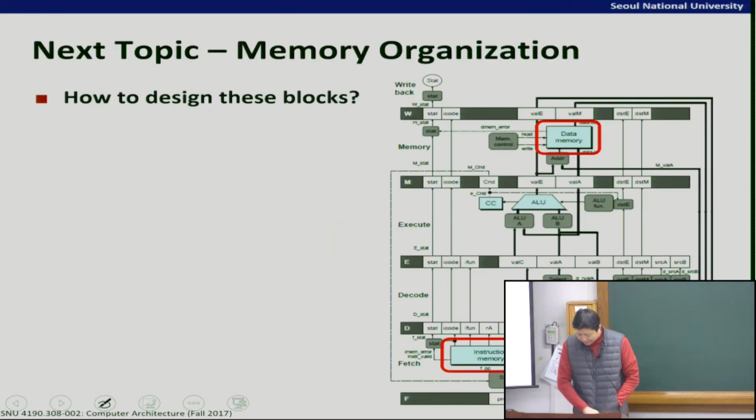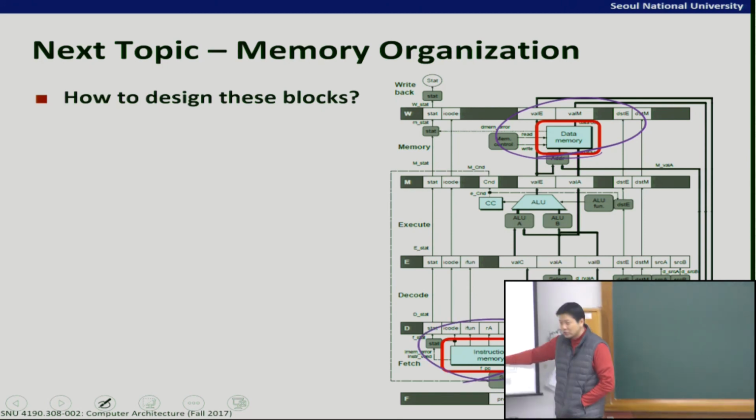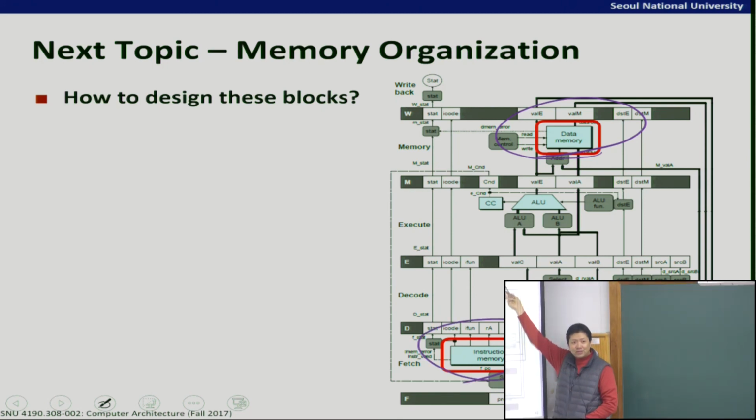So next time, we're going to look at how we can design these blocks: data memory and instruction memory, in the fetch stage of the pipeline and in the memory stage of the pipeline. We actually have two memory blocks, right? These are caches. So we're going to discuss how we can design these two memory blocks in greater detail.